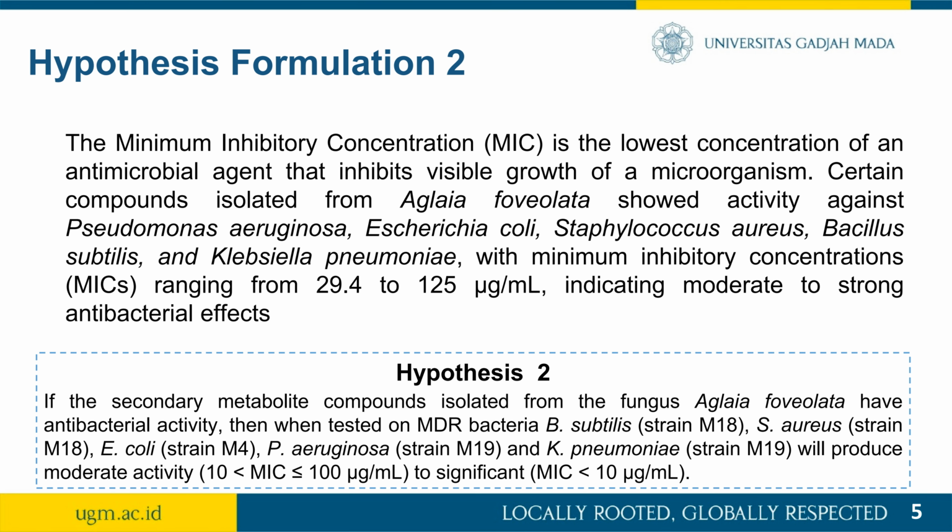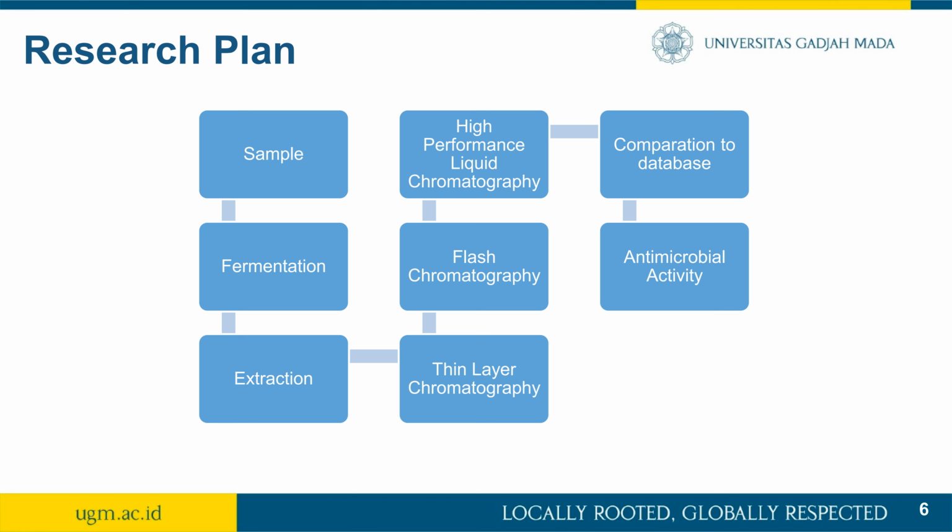Hypothesis formulation 2. The minimal inhibitory concentration is the lowest concentration of an antimicrobial agent that inhibits visible growth of microorganisms. Certain compounds isolated from Aglaia foveolata showed activity against Pseudomonas aeruginosa, Escherichia coli, Staphylococcus aureus, Bacillus subtilis, and Klebsiella pneumoniae, with minimum inhibitory concentration ranging from 29.4 to 125 micrograms per milliliter, indicating moderate to strong antibacterial effect. If the secondary metabolite compounds isolated from the fungus have antibacterial activity, then when tested on MDR bacteria, it will produce moderate activity to significant MIC, which is less than 10 micrograms per milliliter.